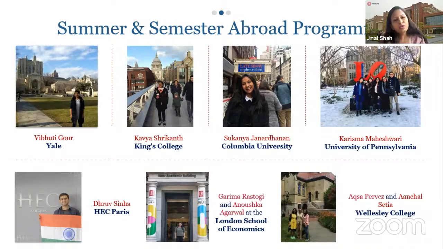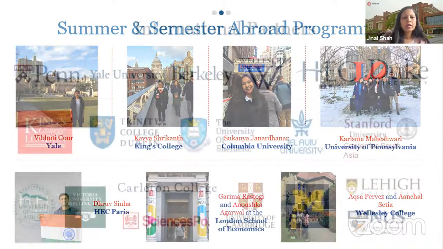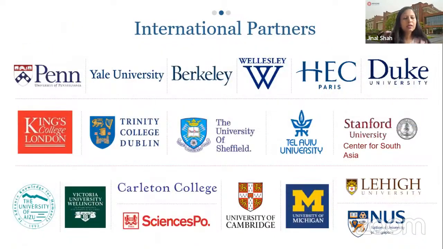This also gives you a global exposure. You also get credits in terms of whatever your learning experience has been at the partner university's campus. It's accounted into your credits when you return back on the campus. Talking about the international partners, these are multiple universities: Yale, Berkeley, Duke University, HEC Paris, NUS from Singapore, University of Cambridge, and these are meaningful partnerships that the university is holding with these international universities.